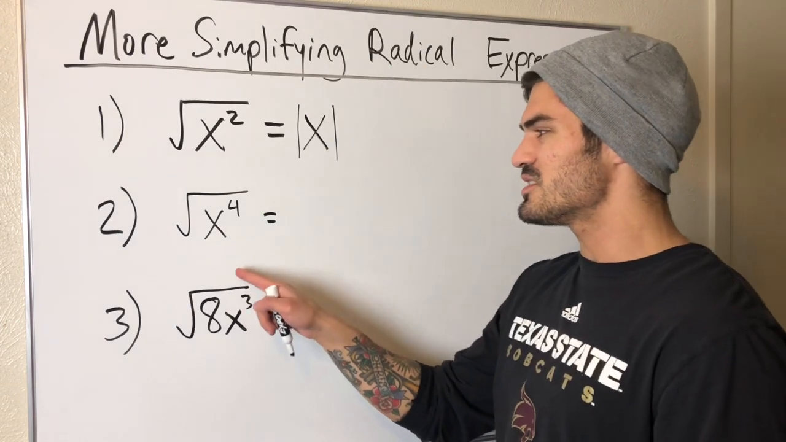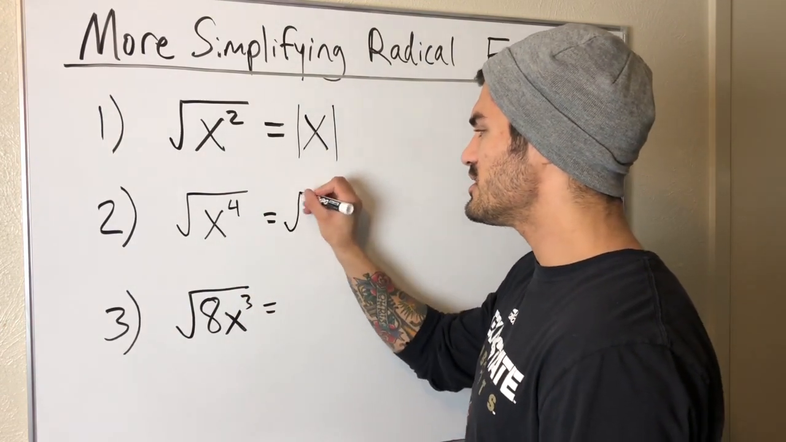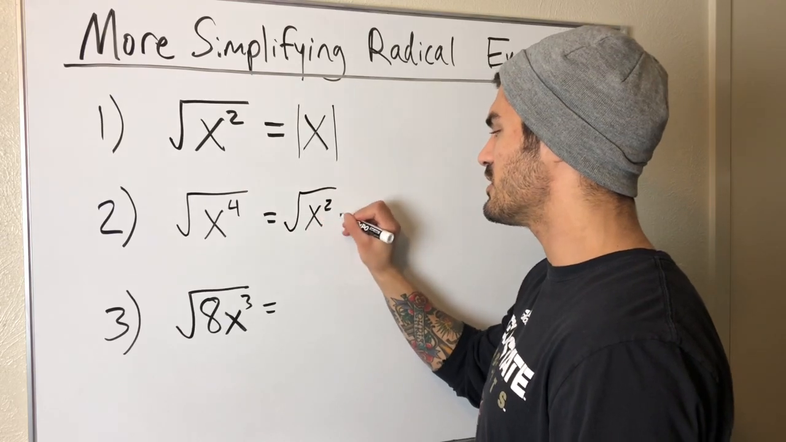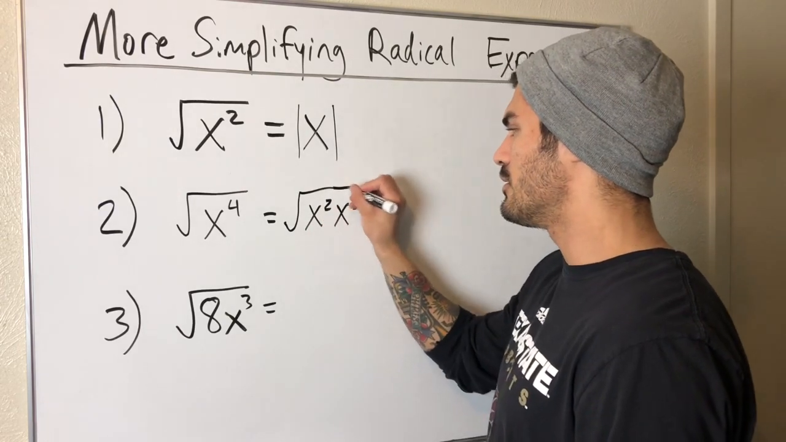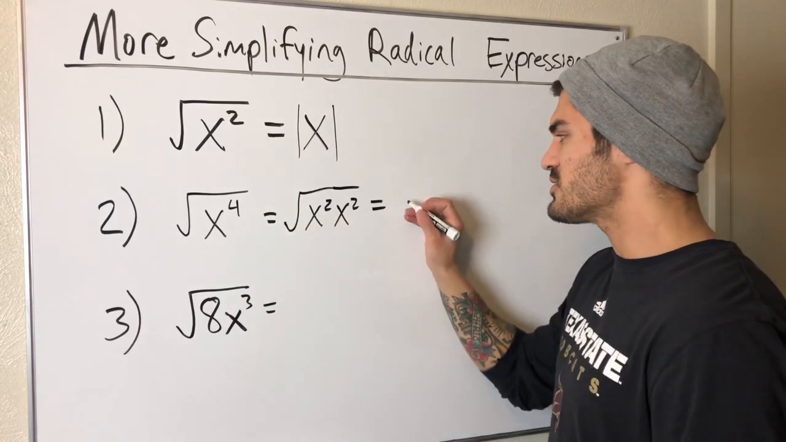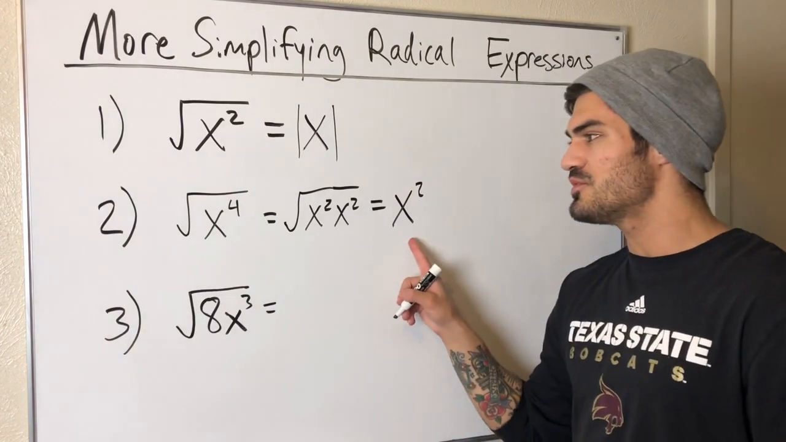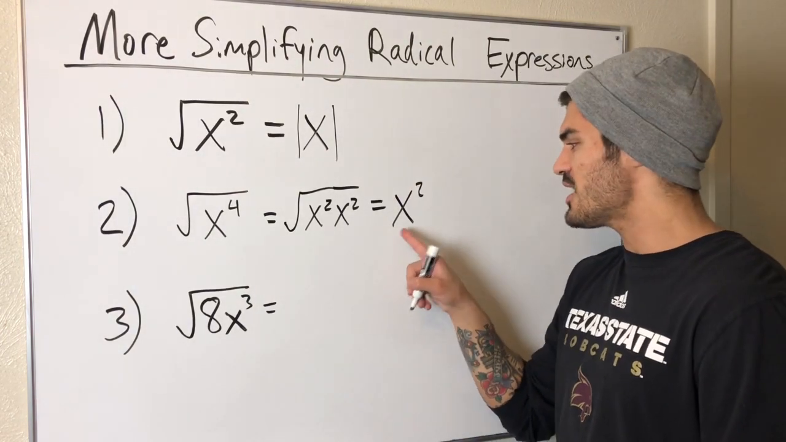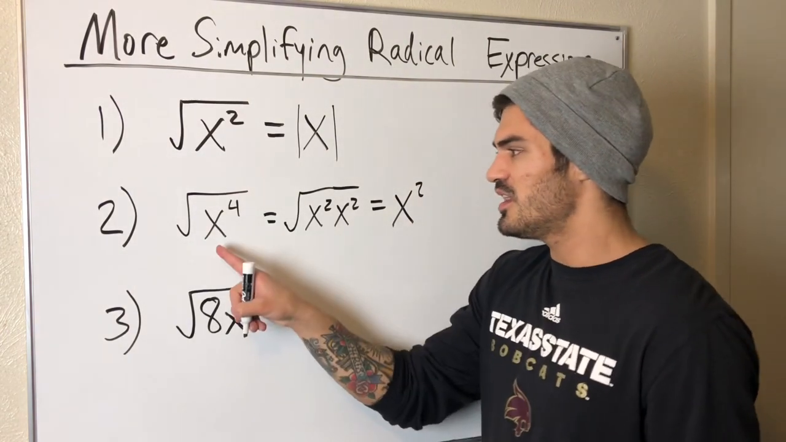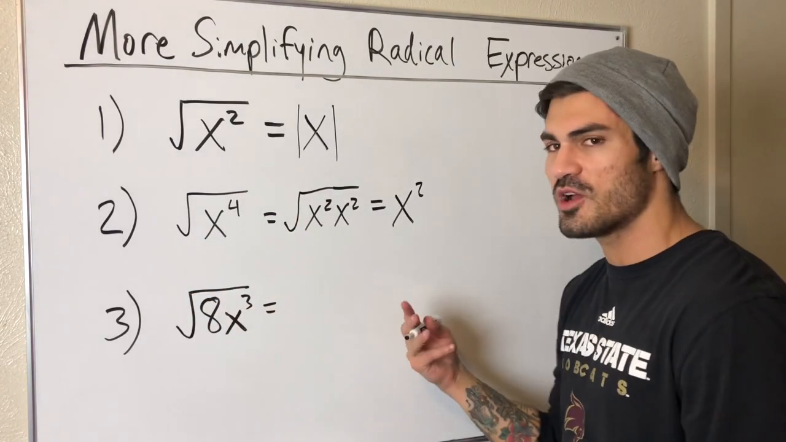So let's look at this next example, square root of x to the 4th. This can be rewritten, right? And this is basically just square root of x squared times x squared. So in this case, an x comes out and an x comes out. So basically x squared comes out total. In this case, do we need the absolute value? No, right? Because x squared is always positive, and x to the 4th is always positive, and the square root is always positive. Everything's always positive, so we're good.